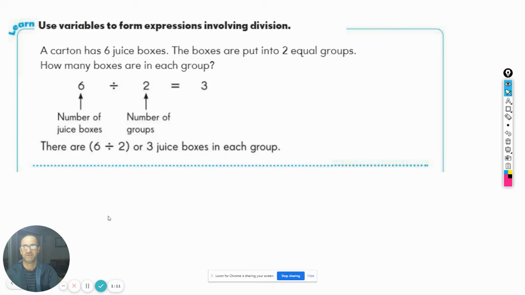All right. So you can use variables with expressions involving division as well. For example, a carton has 6 juice boxes. The boxes are put into 2 equal groups. Then how many boxes are in each group?